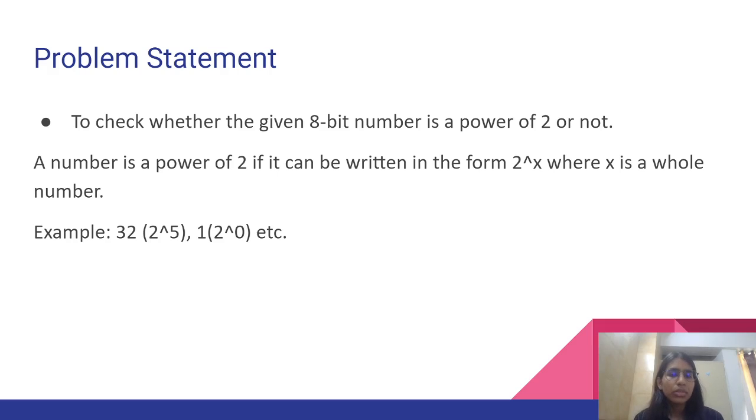So our problem is to check whether the given 8-bit number is a power of 2 or not. How do we define if a number is a power of 2? If it can be written in the form 2 raised to power x, where x is a whole number, then we say that it is a power of 2. So for example, 32 and 1 are powers of 2 and 20 or 18 are not.